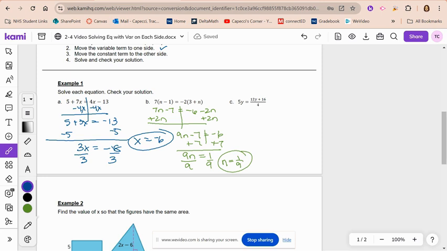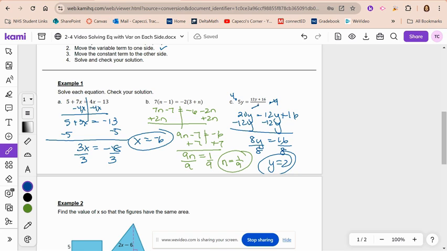Okay. In letter C, we can actually cross multiply, or multiply both sides by 4. I want to get rid of that denominator, so I want to multiply both sides by 4. That will get rid of that. So I have 20y is equal to 12y plus 16. Same idea, I need to bring the variables to one side. Since the variable of y is already on the left, I'm just going to keep that going. Divide both sides by 8, and y is equal to 2.